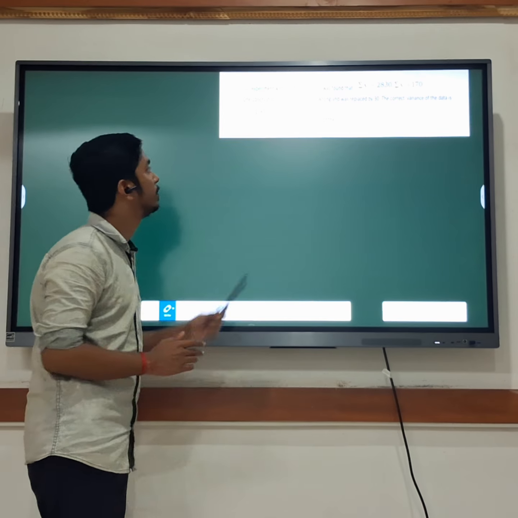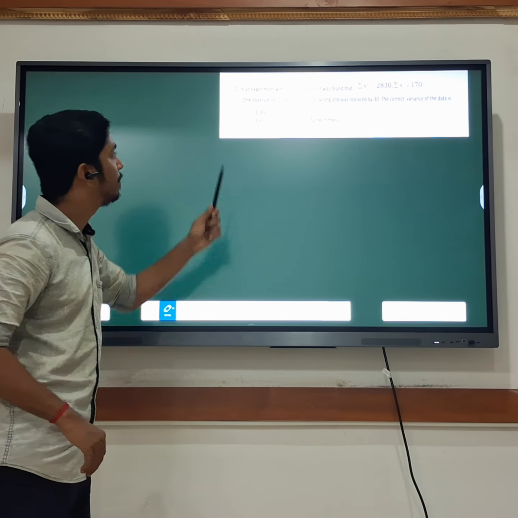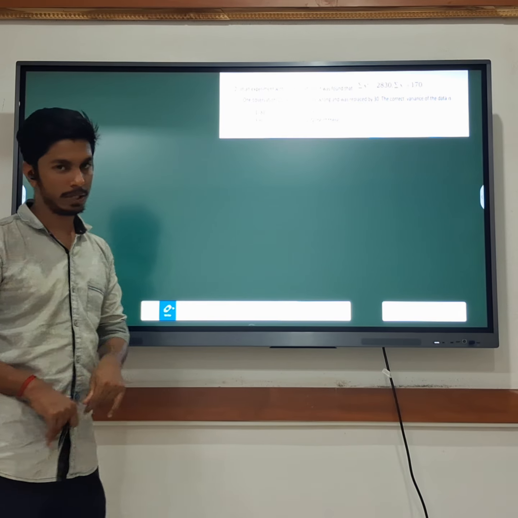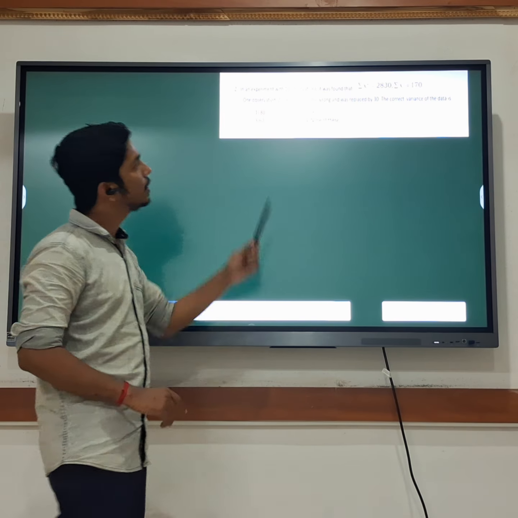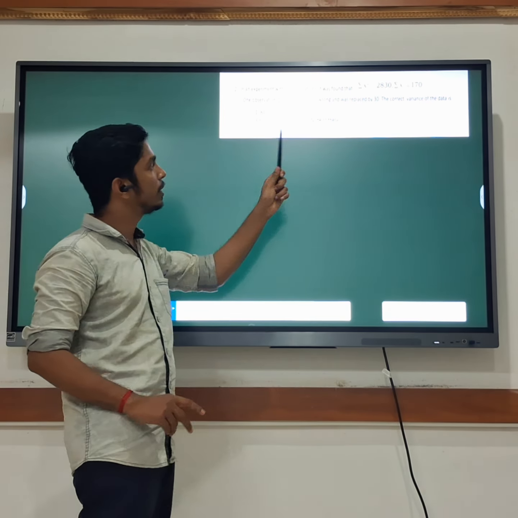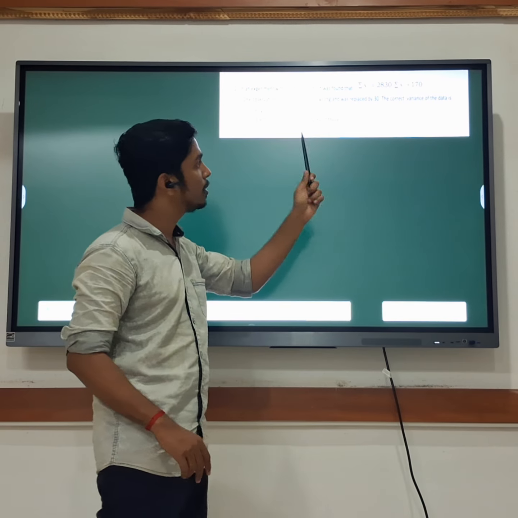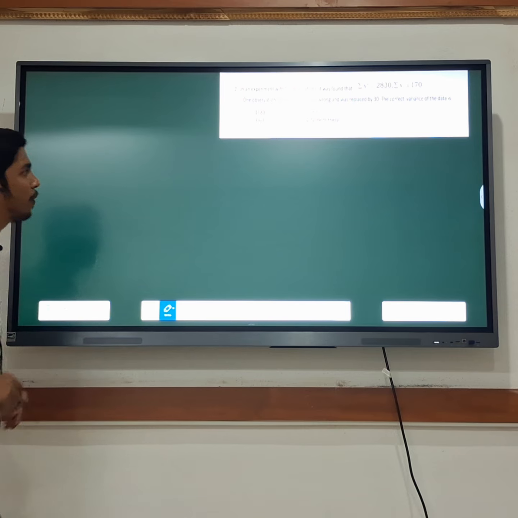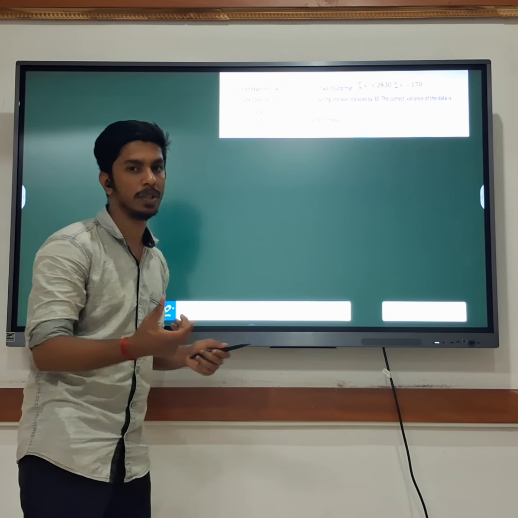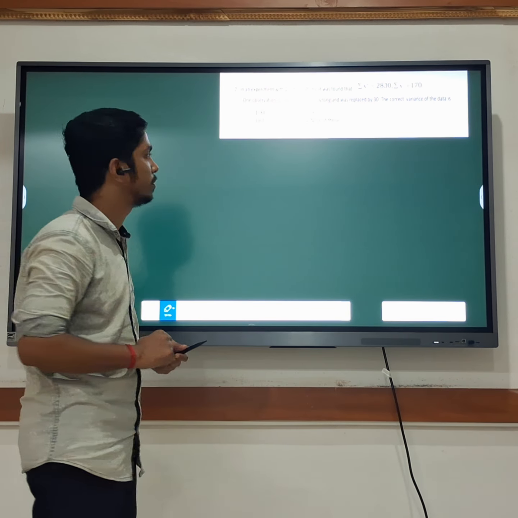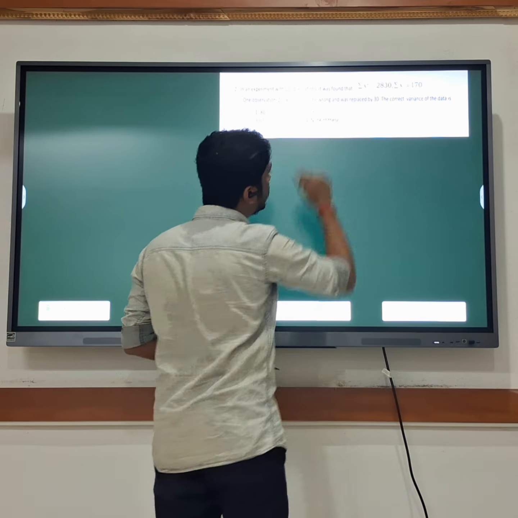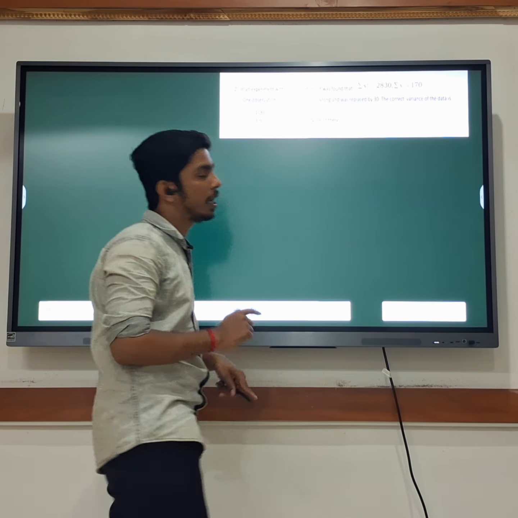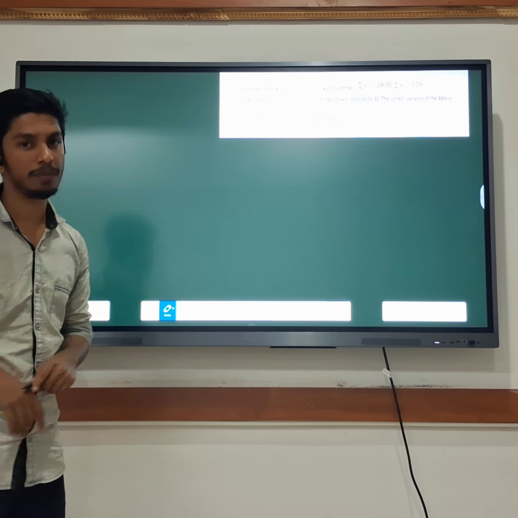Now see the second one. Listen, in an experiment, 15 observations are there. It was found that summation xi square is equal to 2830 and summation xi is equal to 170. One of the observations, 20, was found to be wrong and was replaced by 30. They are asking for the correct variance of the given data.